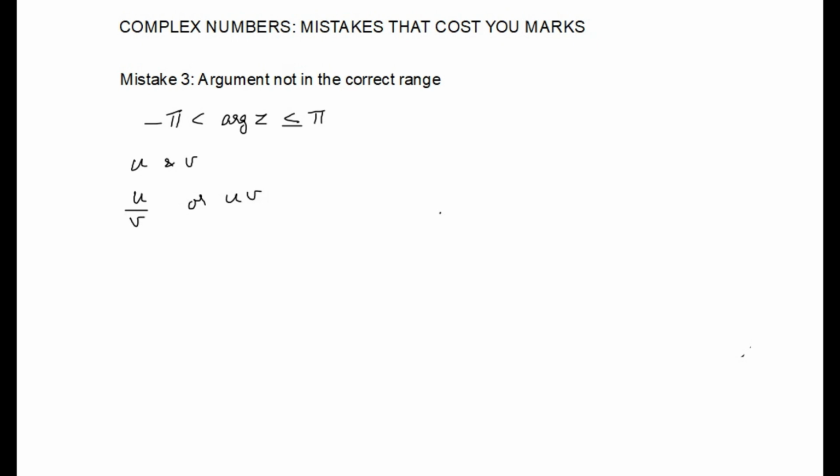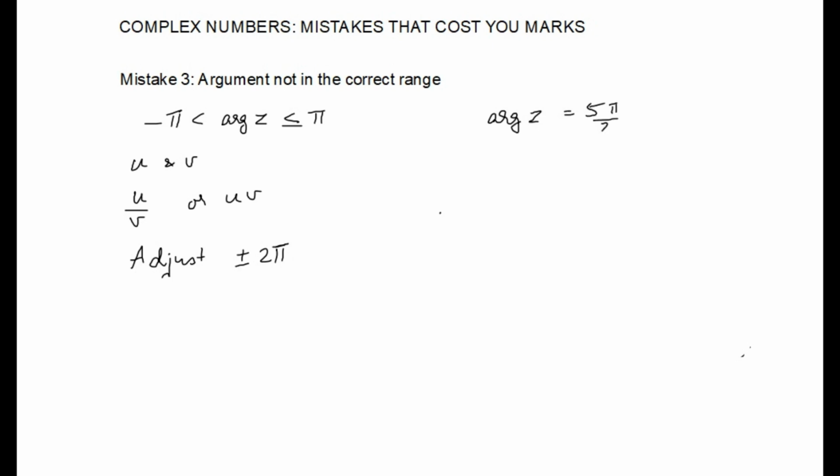So then what do you do? You have to adjust it. How do you adjust it? Adjust by adding or subtracting 2 pi to bring it within this range. So I'll give you an example. Let's say you found arg z is 5 pi by 2.